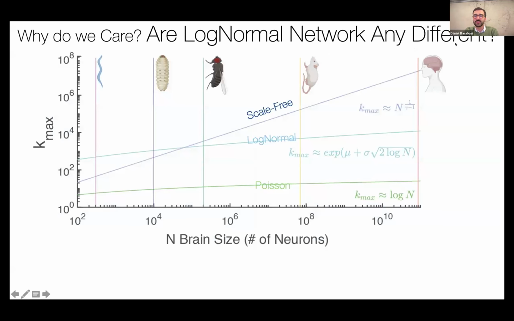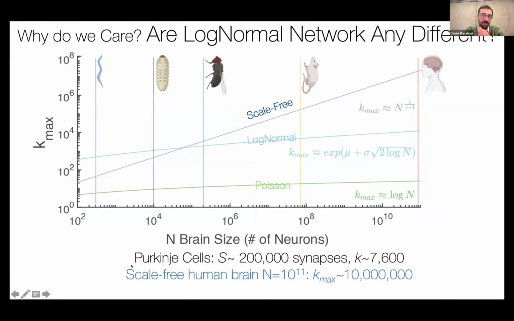Okay. Other than this, why do we care? Are log normal networks any different from networks that we've seen previously? One of the things that we often look at is the max number of connections that you can have or that you can predict within these systems versus the brain size or number of neurons. And we find a different scaling across random networks like the Poisson, the scale-free, which is preferential attachment, and the log normal that we have here.